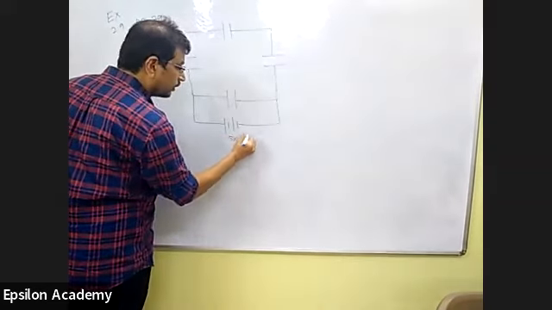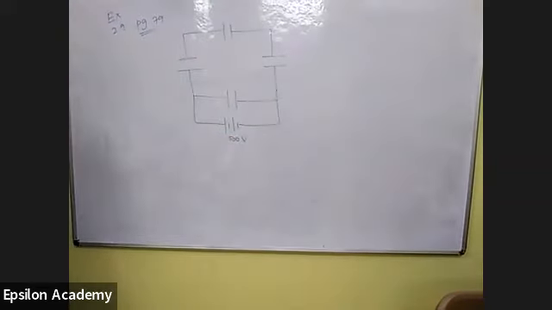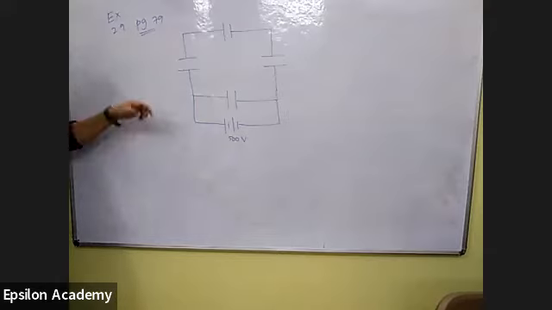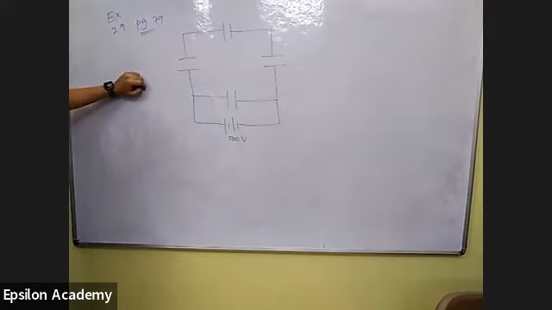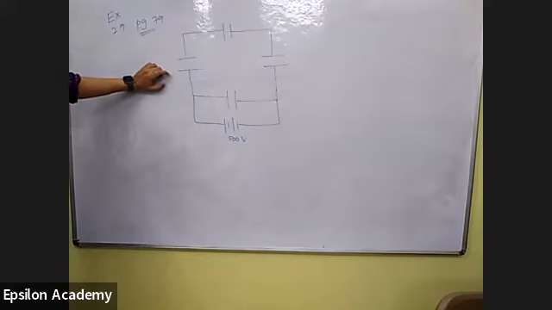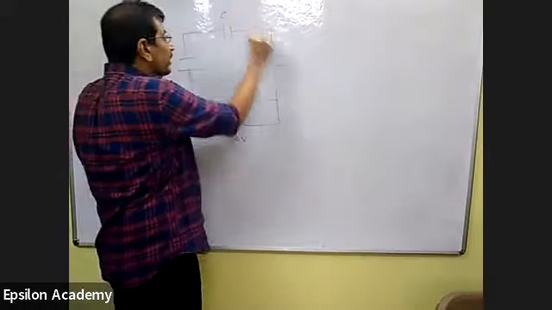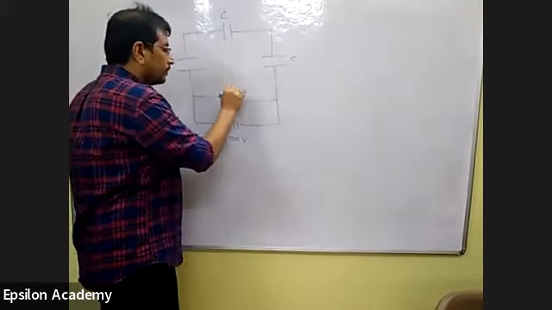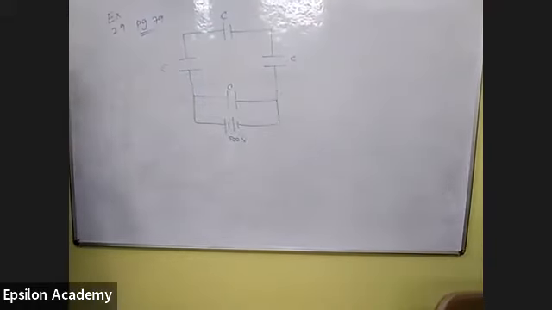This is 500 volt. Correct? So how much is each capacitance? 10 microfarad. So everything is the same. So can I write it as C, C and C? Right. Correct? What is the question?